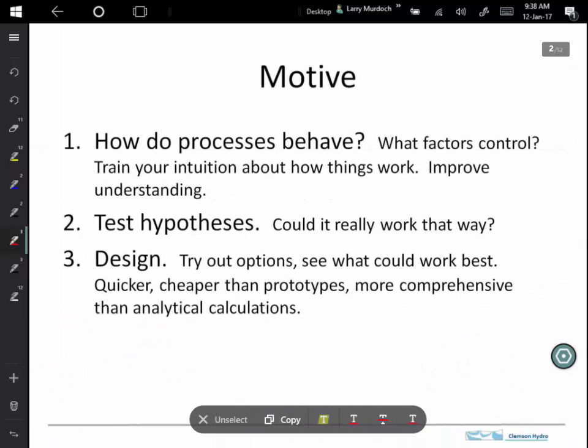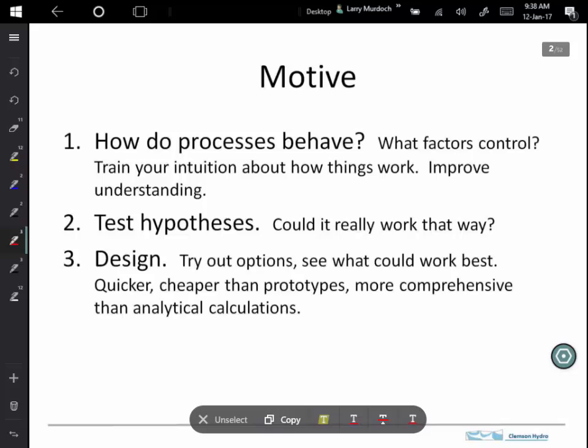And so why do we want to do that? Well, I think there are a variety of reasons. Here are a couple of them. One is that if we can do these simulations, it'll give us the ability to do things like numerical experiments that will show us how these different processes behave, what the controlling factors are, and this allows you to train your intuition about how things work. So hopefully we can take the results of these simulations and integrate them into your intuition.